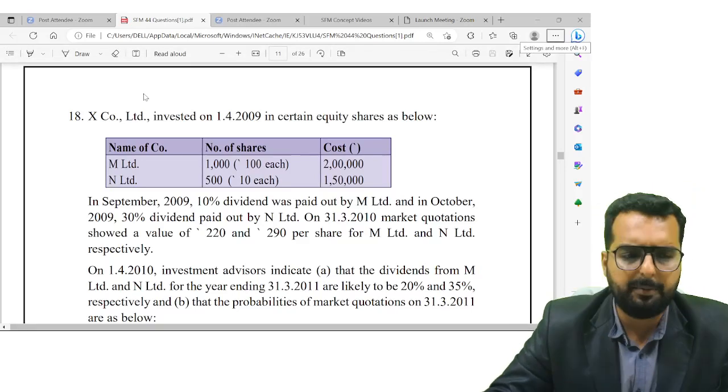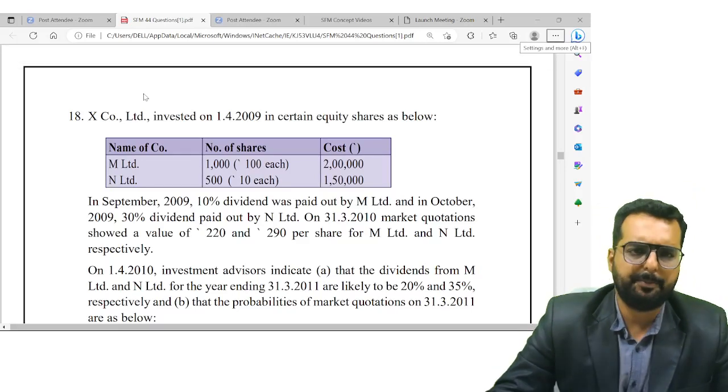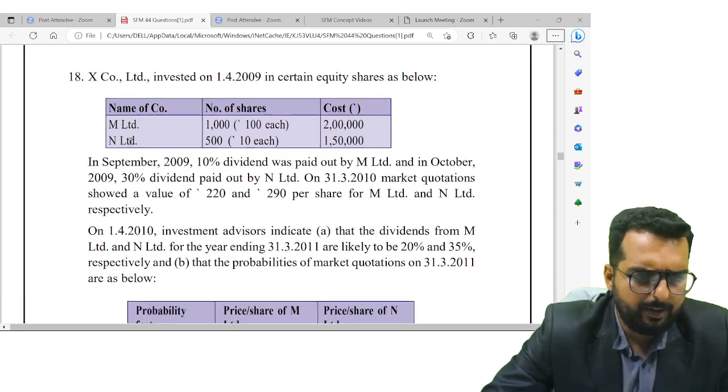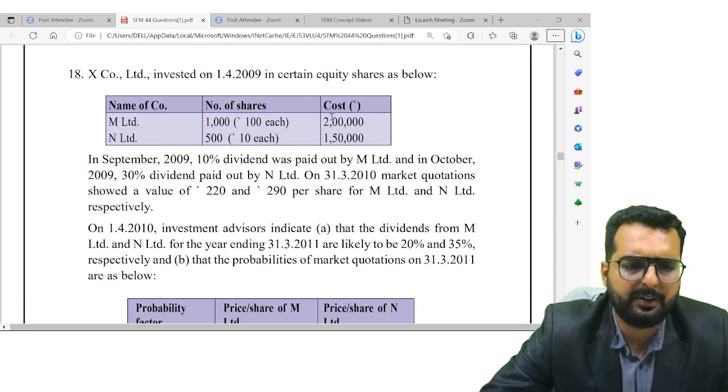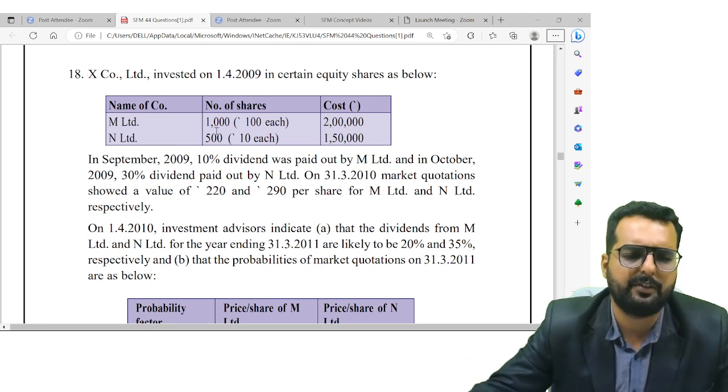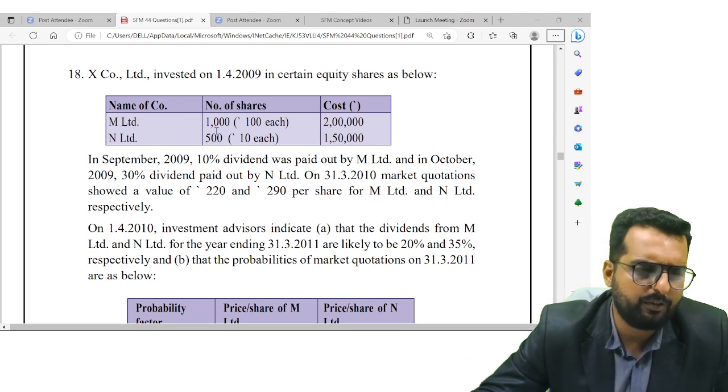Alright friends, question number 18. Let's do it together. Now here they have got two securities M and N. They have given the cost and they have given the number of shares. From this, can I find out the cost per share?